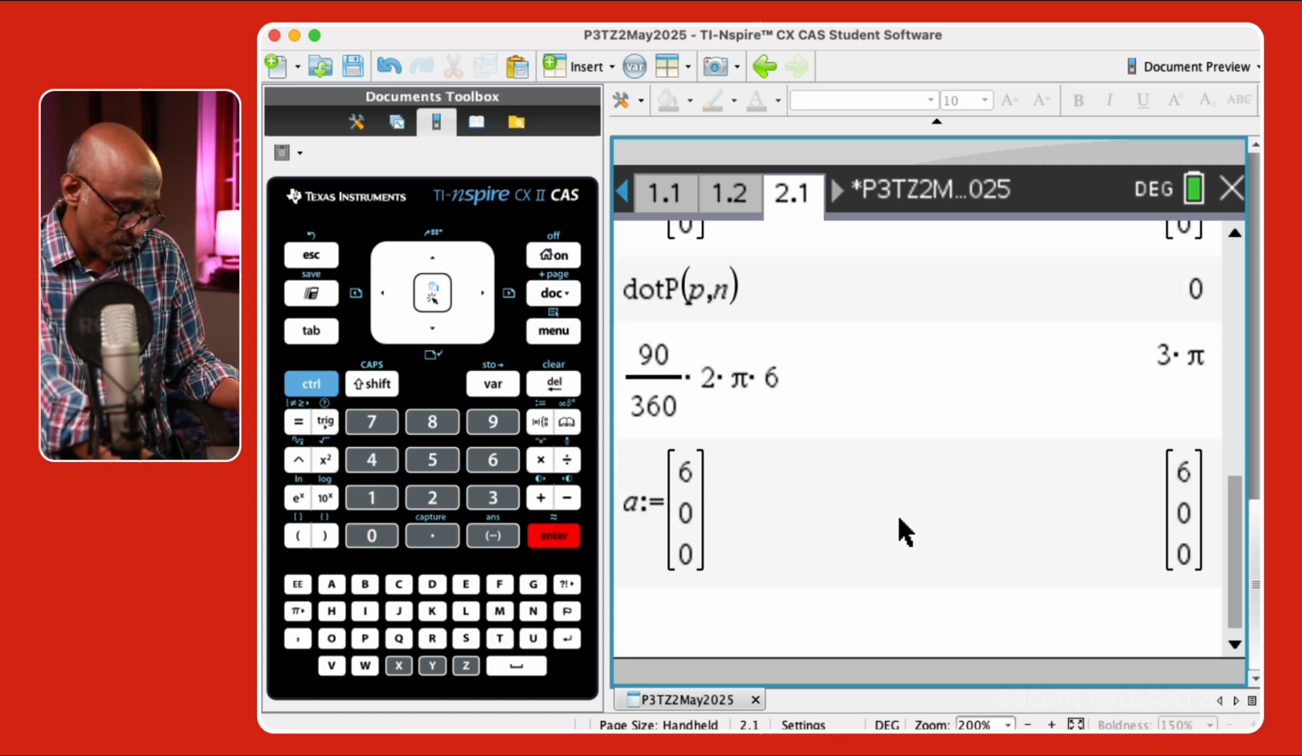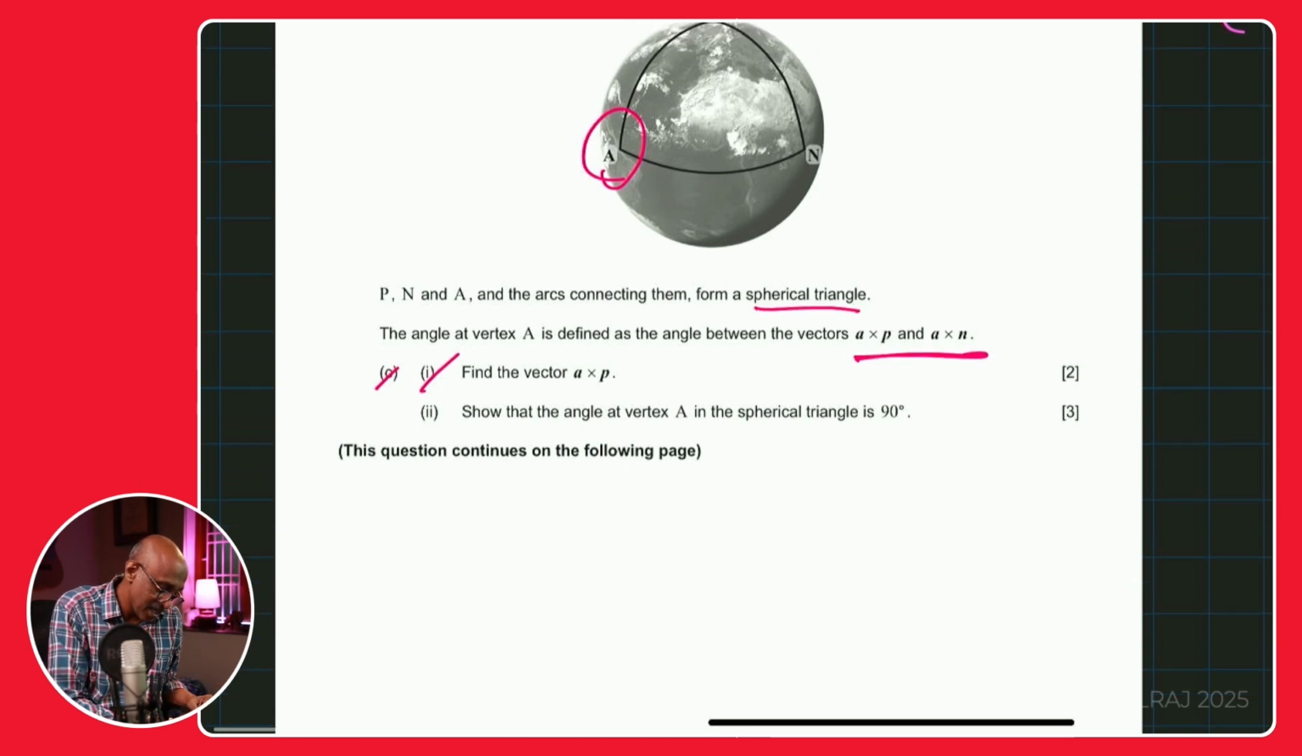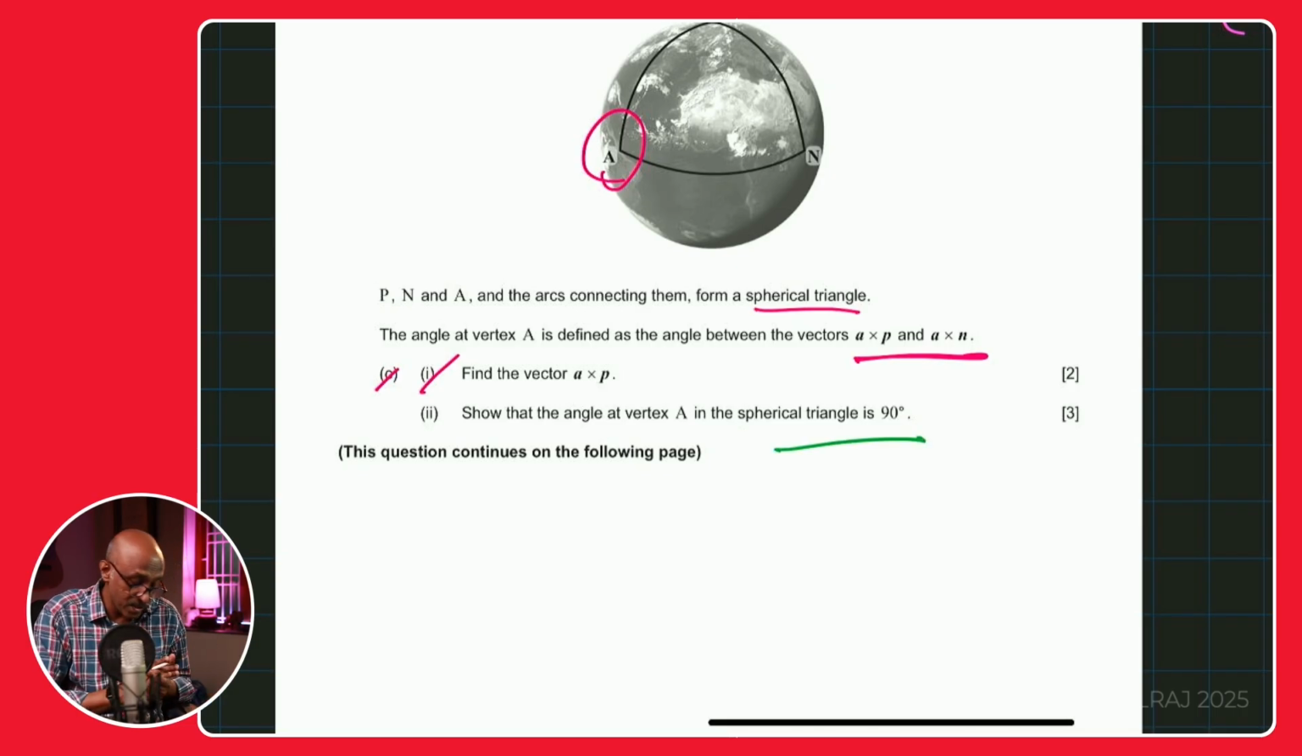Now we're finding the cross product, A cross P. Then we have to find the angle between the two vectors A cross P and A cross N, which they have said in part 2, show that it is 90 degrees. It says show that the angle at the vertex is the angle between those two vectors, A cross P and A cross N, and that is what we want to show, that it is 90 degrees. Again, we can use the idea of the dot product being 0, so the angle must be 90 degrees. We could use that approach.